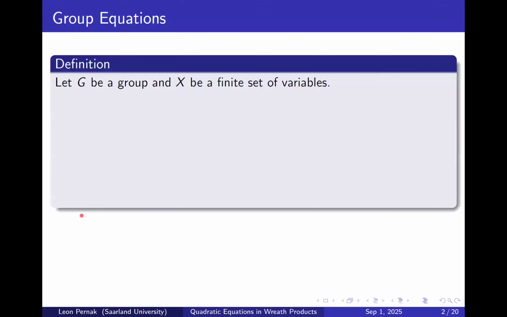Okay, so quadratic equations, or group equations more generally, are always defined relative to a group. So let's fix a group G and a finite set X, which we're going to refer to as our variables. Then a group equation is a word in the free product of the group G with the free group F over the set of variables. So just any word in this group.